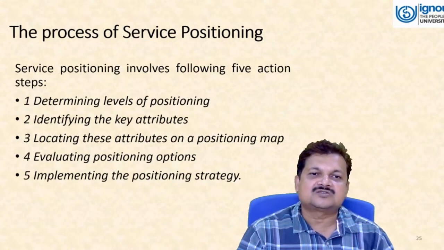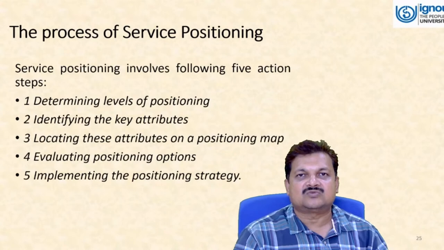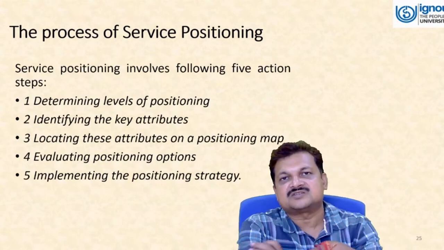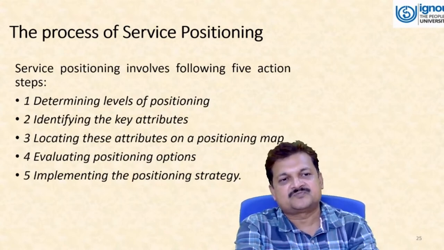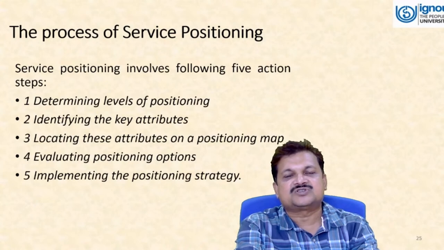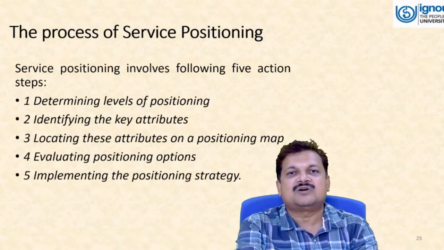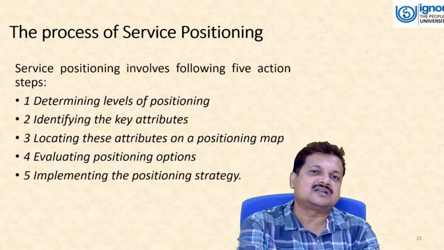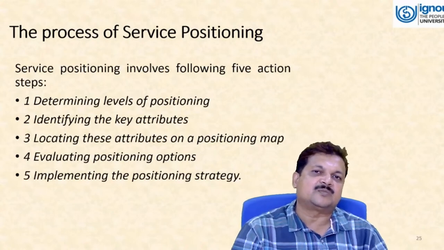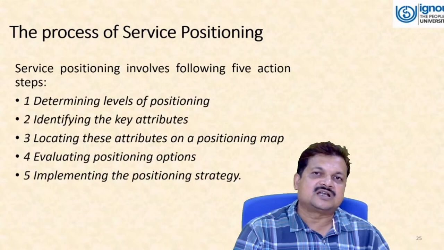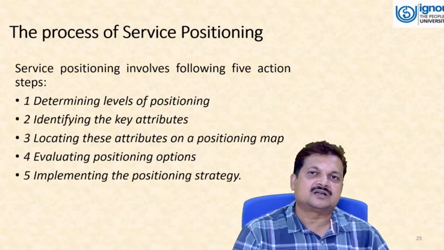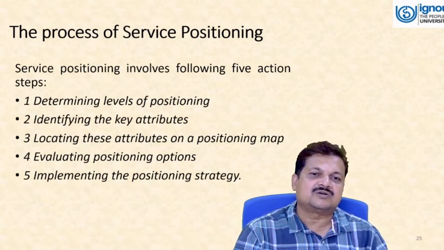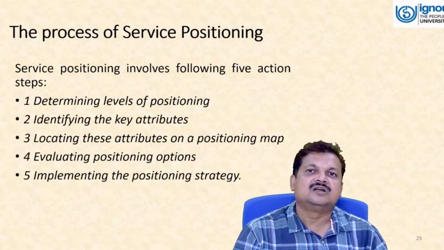Determine levels of positioning. So what levels of positioning you are going to do. Identify the key attributes, which things you want to position, what you need to highlight through your advertisements or through any promotional schemes. Locating these attributes on the positioning maps. So in the maps also you have to show, like our colleagues and other people, they are trying to give different kinds of attributes. They are trying to say that minerals are there, vitamins are there, iron is there, like that. So you have to identify key attributes, say what is required by the people, and that is what you are supplying.